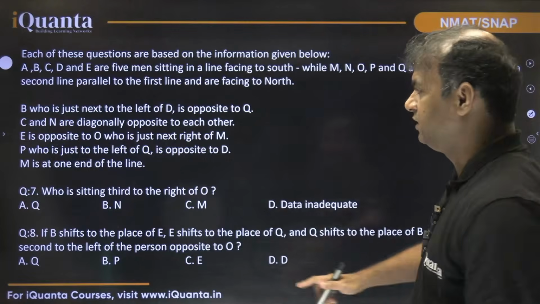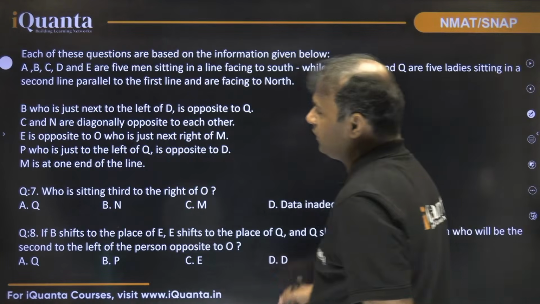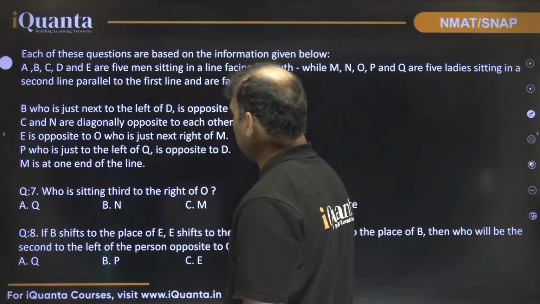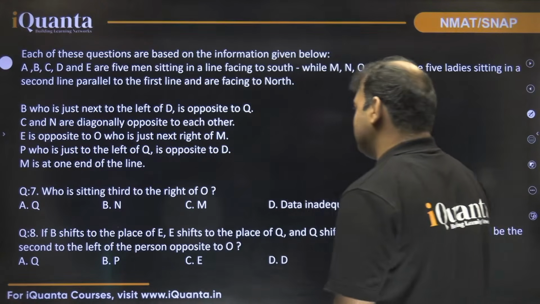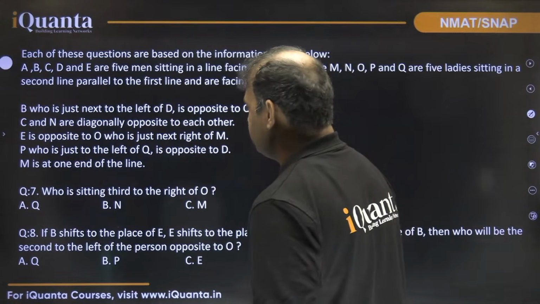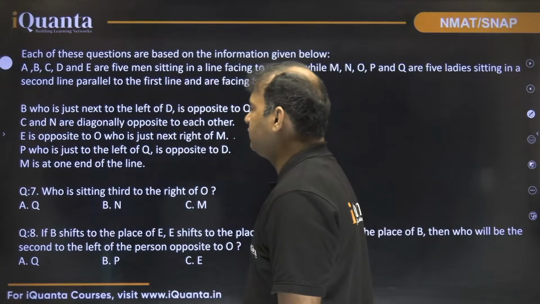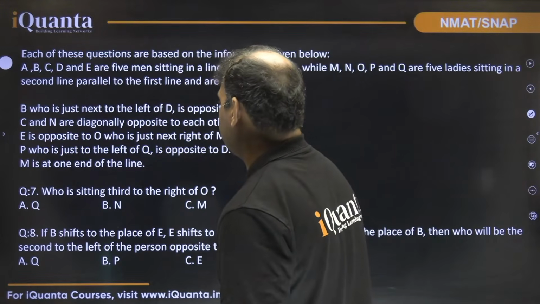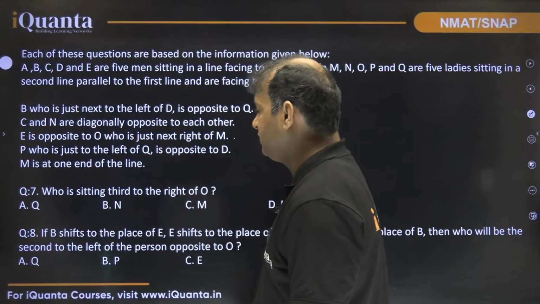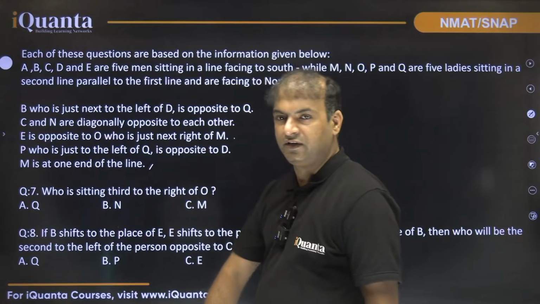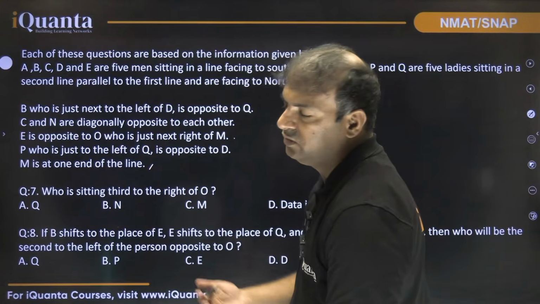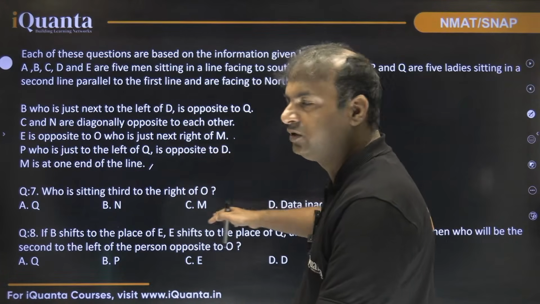So in this set, they clearly mention which people are facing north and which are facing south, unlike the last set. Okay, then they are saying B, who is just next to the left of D, is opposite to Q. C and R are diagonally opposite to each other. E is opposite to O, who is just next right of M. P, who is just to the left of Q, is opposite to D. M is at one end of the line. So finally, they ask who is sitting at which absolute place.